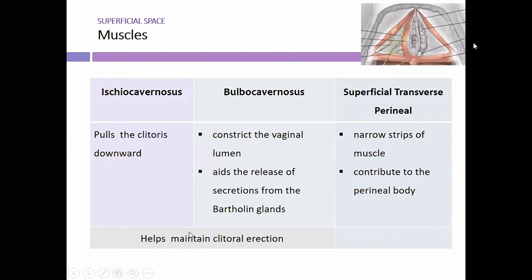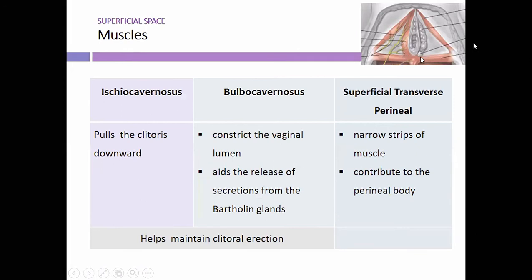These two muscles help maintain clitoral erection, considering that they are connected to the clitoral area. So the bulbocavernous muscle will help constrict the vaginal lumen, and it aids in the production of the mucus coming from the Bartholin's gland. Now, the significance of this muscle is that during childbirth, this is the vaginal canal. If this muscle is transected during an episiotomy, then it can also cause dyspareunia.